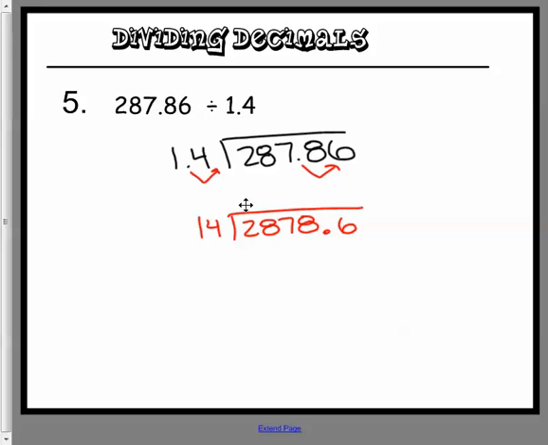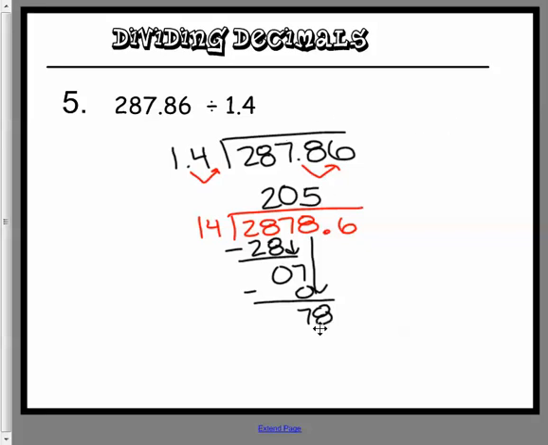So 14 goes into 20, or into 2 0 times. We don't need it. But 14 goes into 28 2 times. 2 times 14 is 28. Perfect. Bring it down. Does 14 go into 7? No. Bring it down. Does 14 go into 78? Yes. It goes in about 5 times, I believe. So 5 times 4 is 20. 5 times 1 is 5 plus 2 is 7. So 8 left over. Keep your decimal point in the right spot.